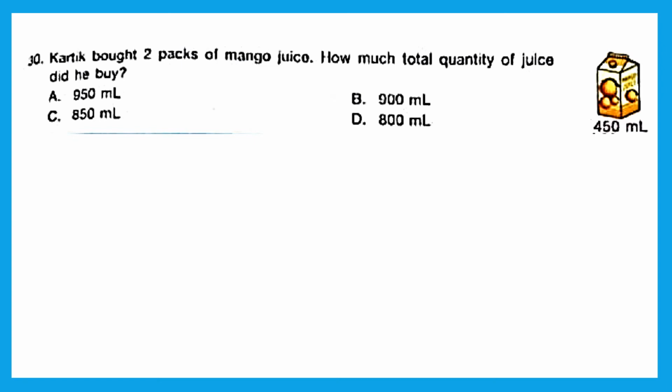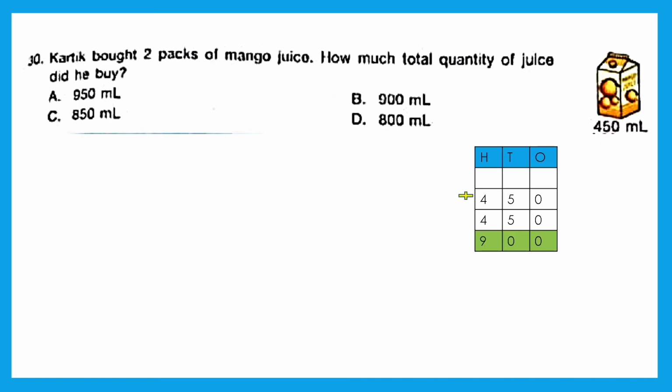Question 30. Karthik bought 2 packs of mango juice. How much total quantity of juice did he buy? So if one pack is 450 ml, then 2 packs would be 450 plus 450. That is equal to 900 ml. The right answer is option B.